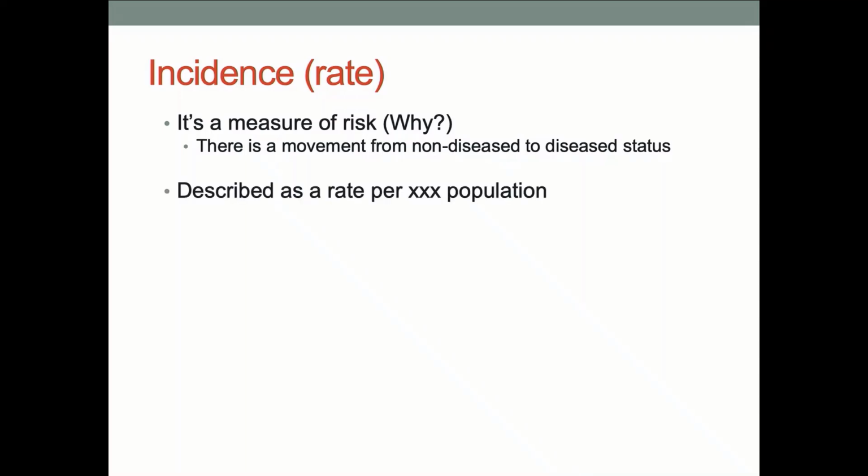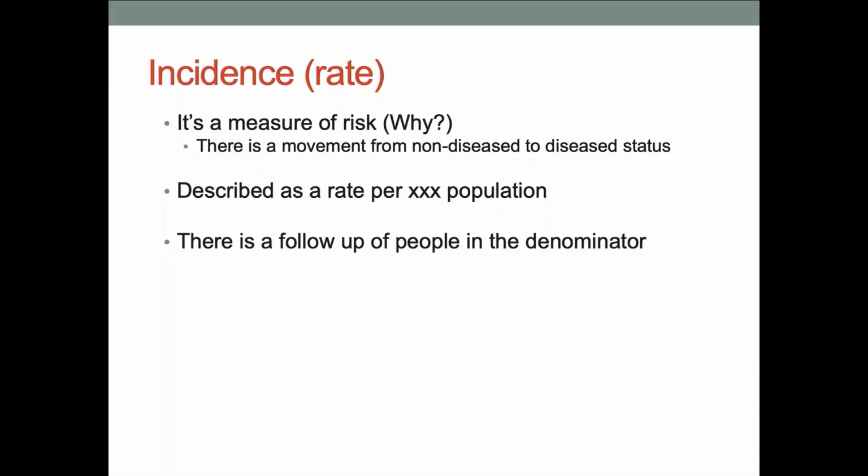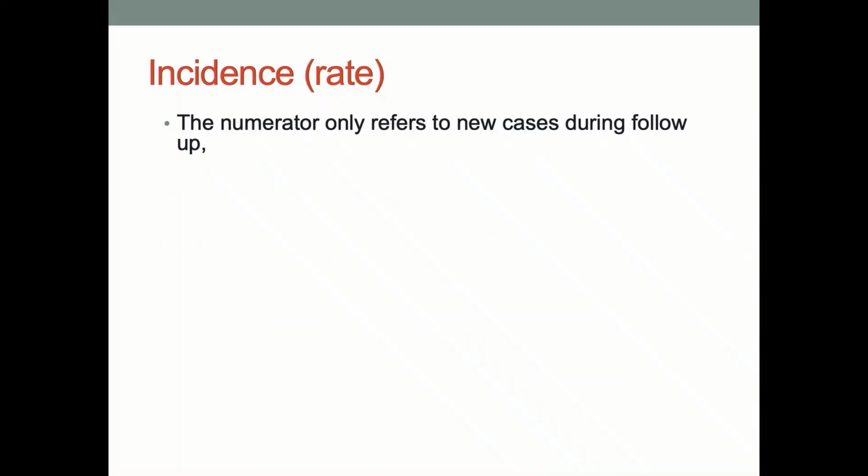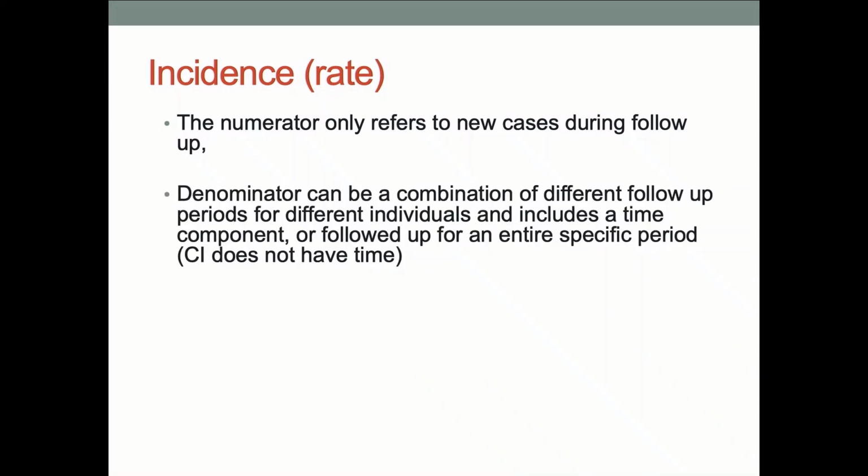So they no longer are in the denominator. And it's described as rate per so-and-so population: 10,000, 1,000, whatever the population number we used. And there's a follow-up of people in the denominator for different periods. A period that could be month or years, so it's person month, person year. In the example in the airplane, it was person week. And the numerator only refers to new cases during follow-up and not existing cases. In prevalence, we can use existing cases.